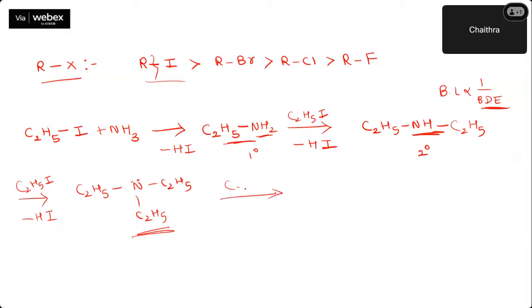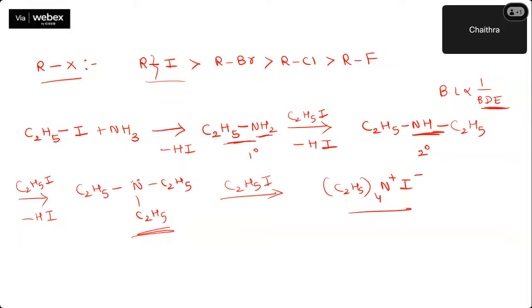Once again on the arrow mark write C2H5I. So what will happen? You get four C2H5 groups on N plus and I minus. This is quaternary ammonium iodide, so tetraethyl ammonium iodide salt. Any doubts in this, guys?